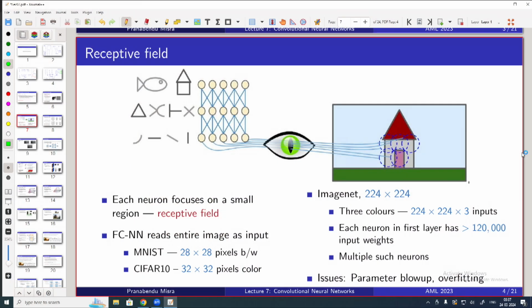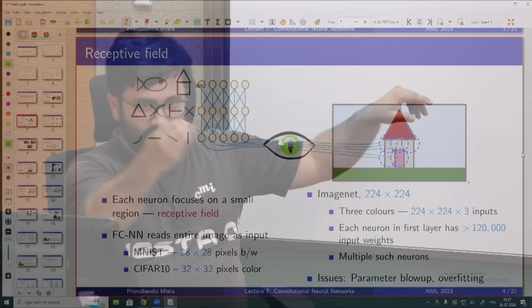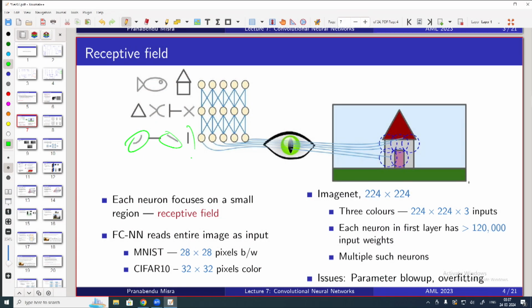So, at least biologically, initially, because your eye is sort of like a screen where the image is projected, each region of the eye recognizes some small patterns like this, maybe a slanted line, a horizontal line, a vertical line, and so on. So, this is what the first layer of, let us say, a neural network will do: recognize some small shapes.